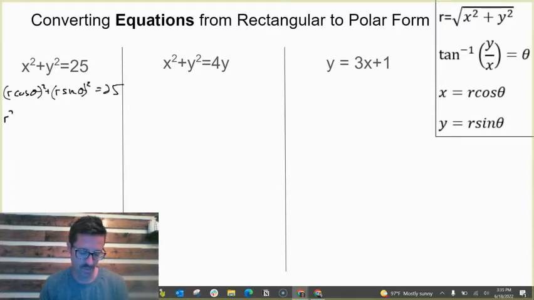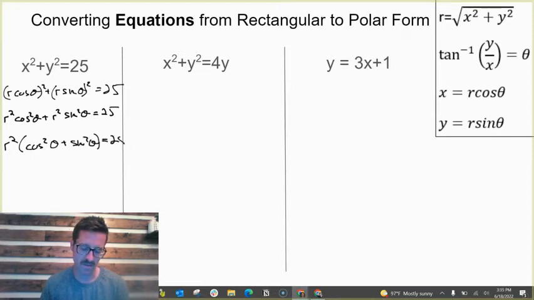And so now I have r squared cosine squared theta plus r squared sine squared theta equals 25. Kind of like one of the problems we did on the last slide. See how both of these have an r squared in it? Let's factor that r squared out to the front. And I think we'll see something that should trigger a memory for many of us. That's a good memory or a bad memory, I don't know.